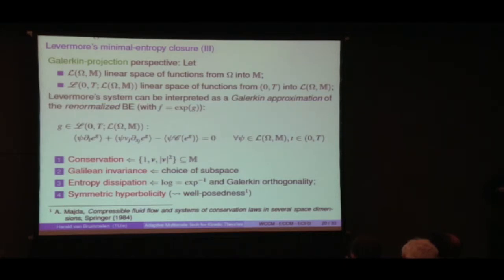And this is an interesting thing, because of course the logarithm is the inverse of the exponential, if we apply the log to our distribution, we get again just a standard polynomial which fits into our test space, and that gives us the entropy dissipation property. And finally, you can also show that this system will be symmetric hyperbolic, which in principle is an indication of well-posedness. Turns out it's not enough.